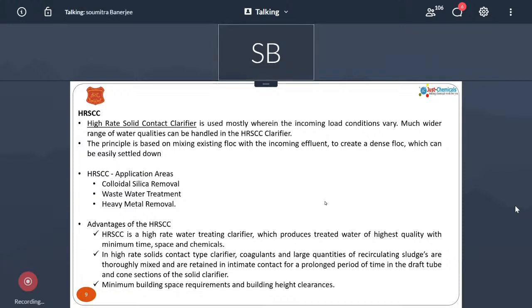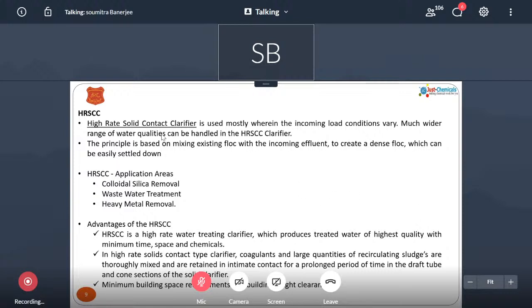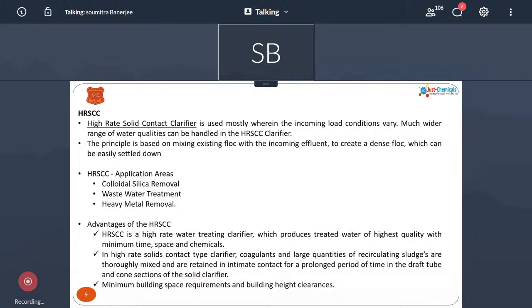Now this HRSCC was taken up in the year 2003-2004, and it has come into existence for colloidal silica removal and heavy metal removal. The advantage of these HRSCC, I'm going to show you the photographs of those HRSCC. The advantage is that it produces treated water of the highest quality with minimum time and space, and even your chemical consumption is reduced by normally 70%.